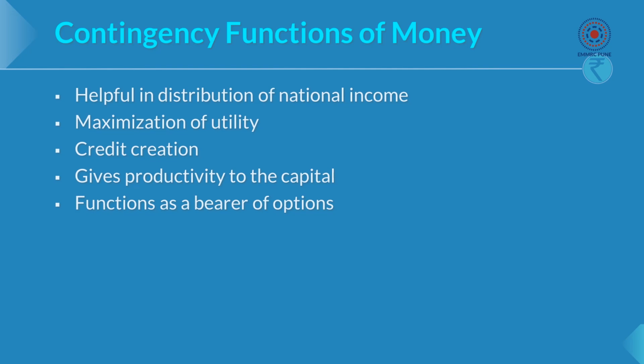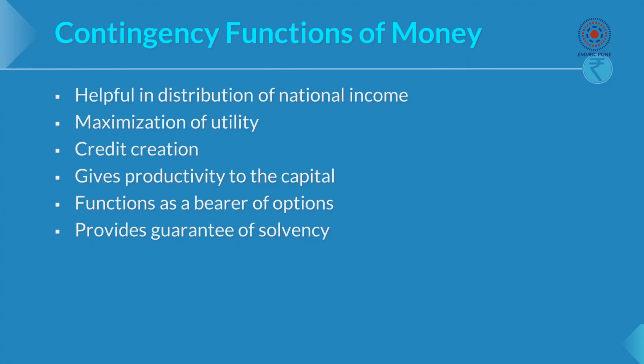Money also functions as a bearer of options. Money provides purchasing power to its holder. Hoarding of money in form of cash provides number of options to a person. He can change his decisions regarding consumption or spending from time to time and place to place depending upon his priority. Money also provides guarantee of solvency.